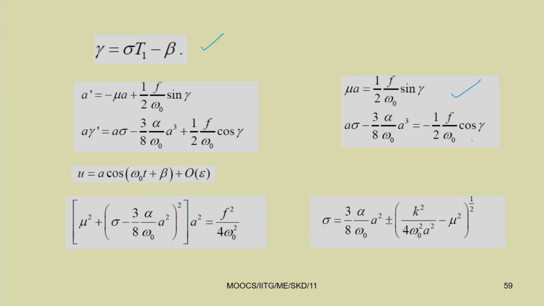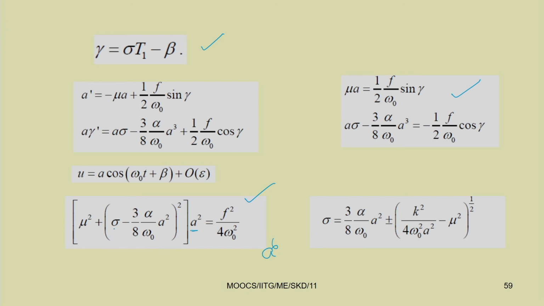Now, by squaring and adding sin square gamma and cos square gamma, we can get an expression like this, where it is mu square plus sigma minus 3 by 8 alpha by omega 0 A square whole square into A square. You just see, this equation contains A square whole square, A to the power 4, and outside also you have A square, so a term where we have A to the power 6.